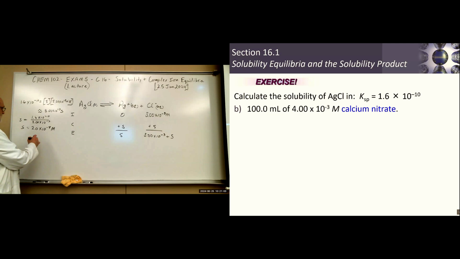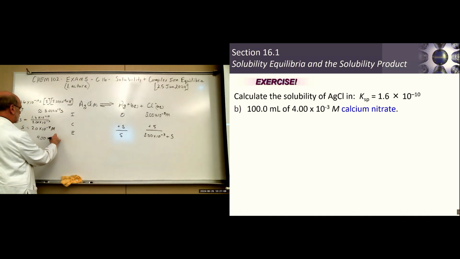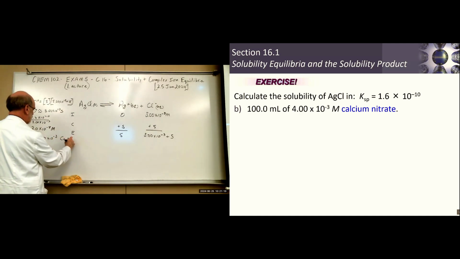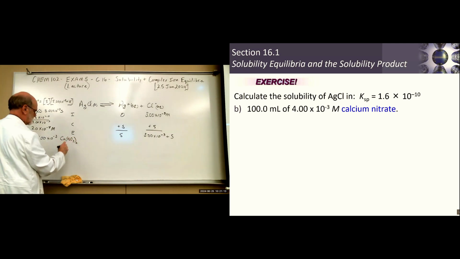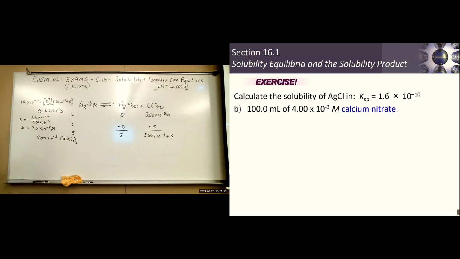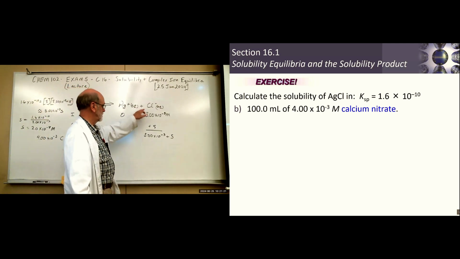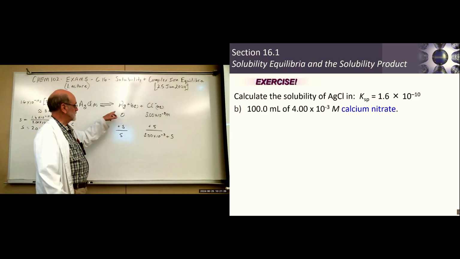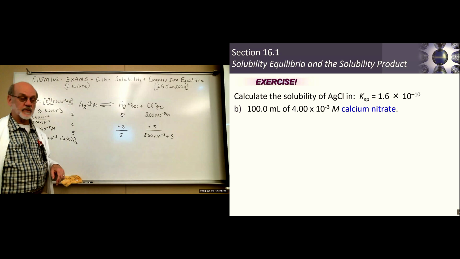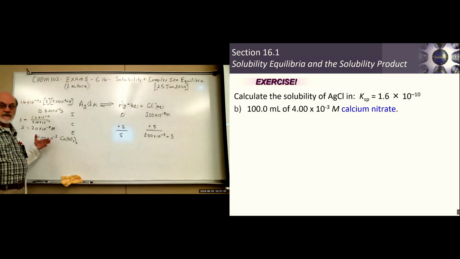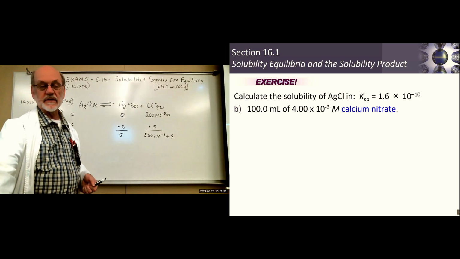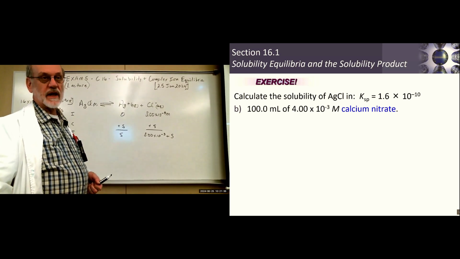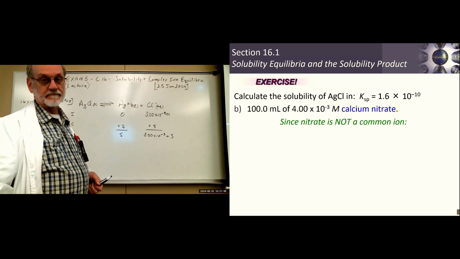Well, if we've got 4 times 10 to the minus third calcium nitrate, is there a common ion there? No. Calcium chloride is completely soluble, so the calcium ions aren't going to have an effect. Nitrate and silver nitrate is completely soluble, so this concentration has no effect on the solubility. There's no common ion there to affect the equilibrium.